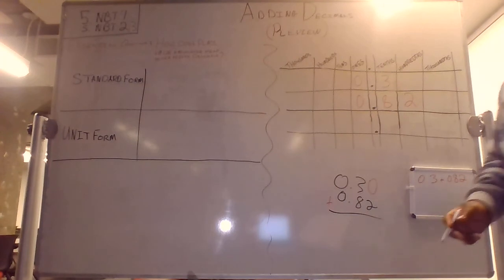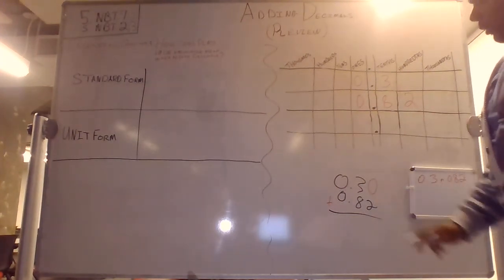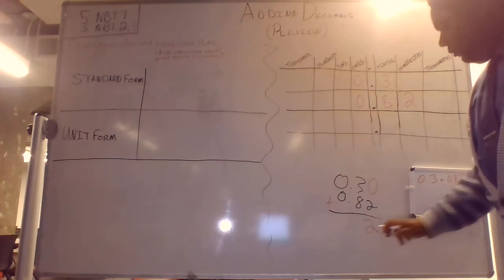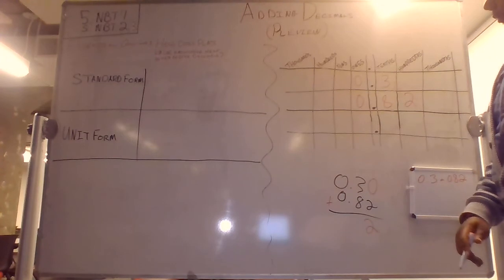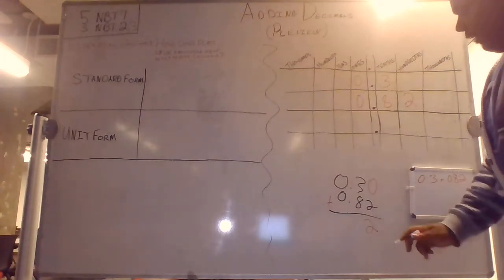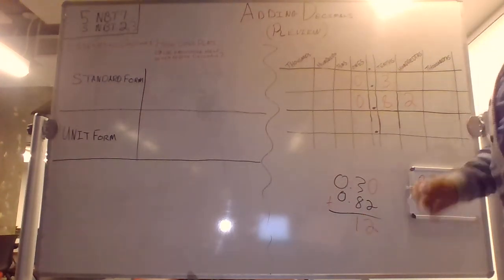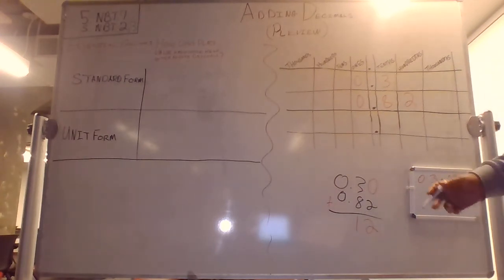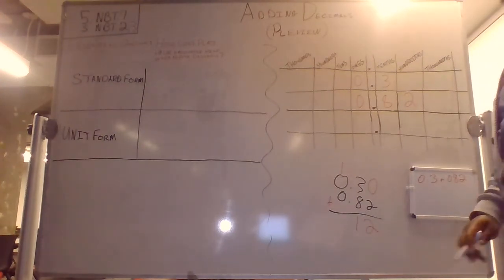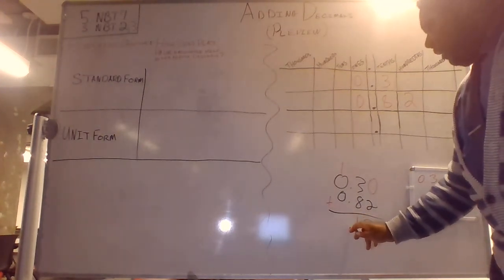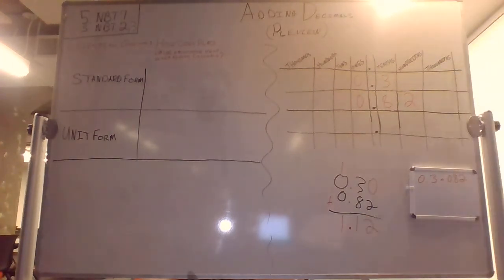So let's add. What's 0 plus 2? 2. What's 8 plus 3? Well, that's 11. And if you remember our bundling and unbundling, that's exactly what we're doing here. So I'm going to carry this over into the ones place, okay? And I'm going to bring down my decimal. Right? So the answer is 1 and 12 hundredths.